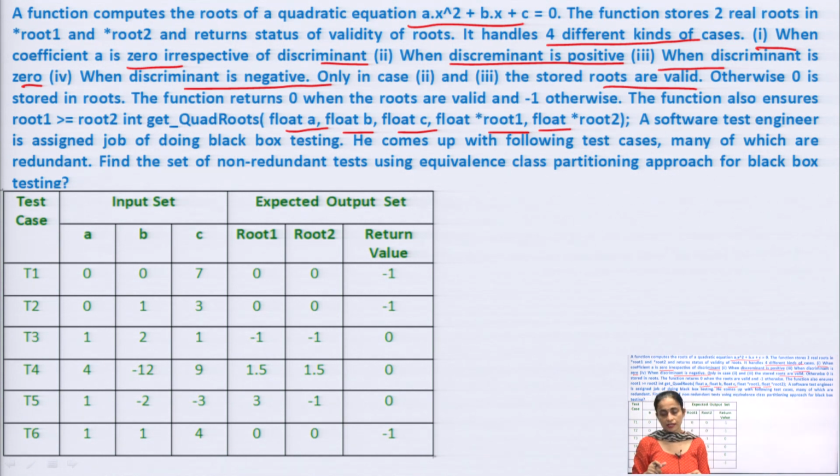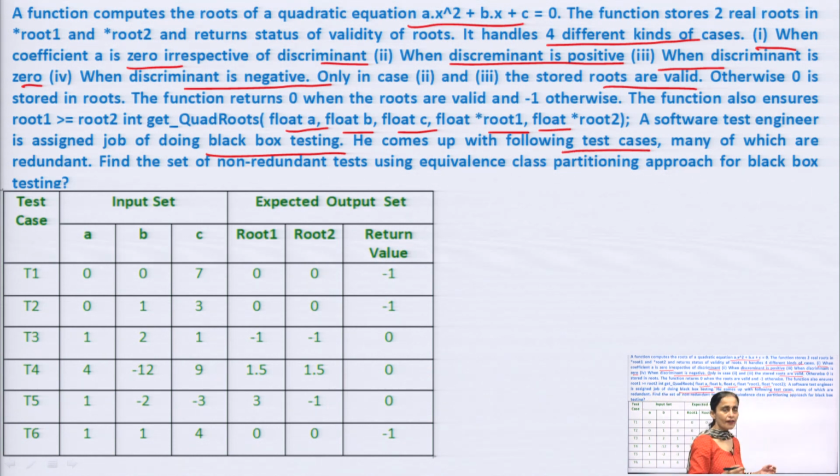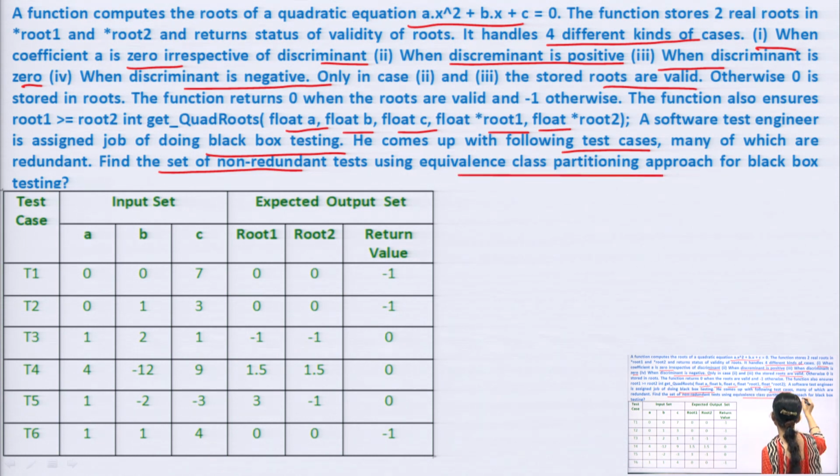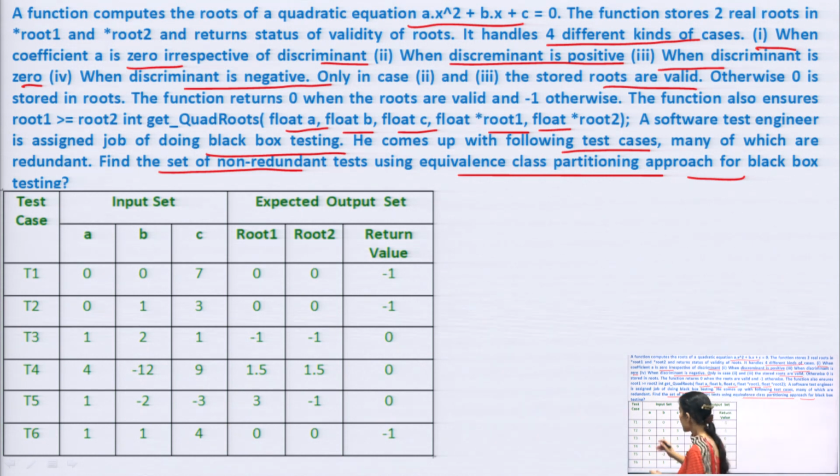Now, the software test engineer is assigned to do the black box testing. He comes up with test cases and finds that many of them are redundant. Our target is to find the non-redundant tests using the equivalence class partitioning approach for black box testing. Six test cases are given for different input sets A, B and C, with the expected output for root 1 and root 2 and the return value also given. Let us decide which test cases are non-redundant.